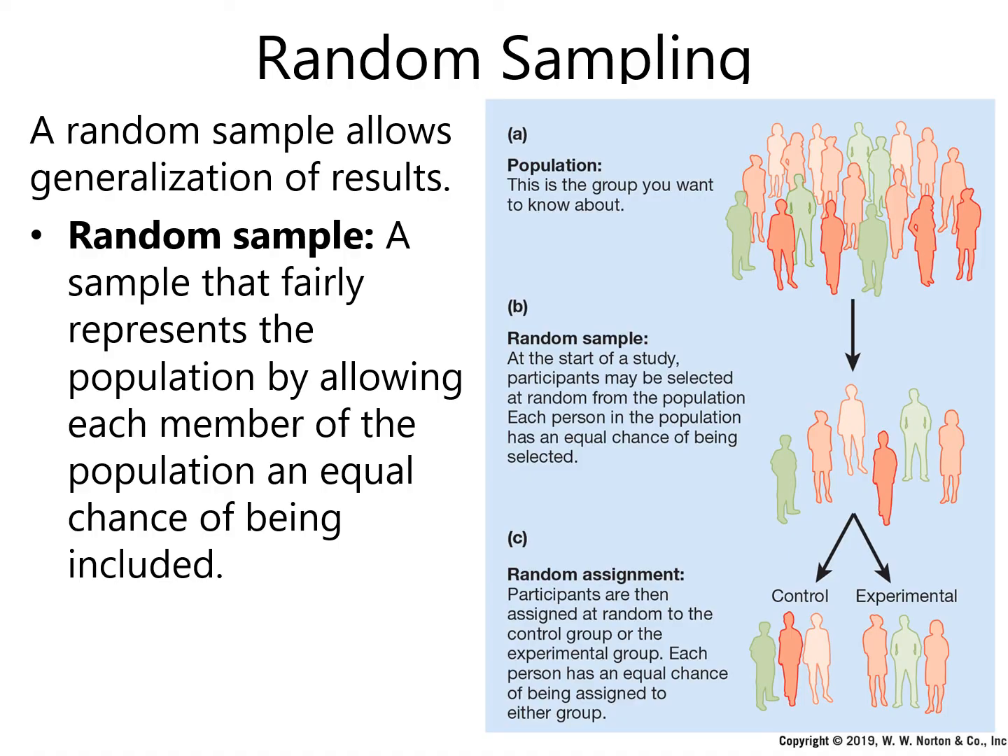My population is boys between the ages of 15 and 17. I can't possibly test every single boy between the ages of 15 and 17 in the United States. So my population is the group I want to know about. It's important that I take a random sample of that. A random sample is a sample that fairly represents the population by allowing each member of the population an equal chance of being included.